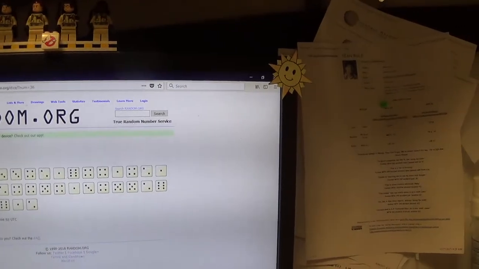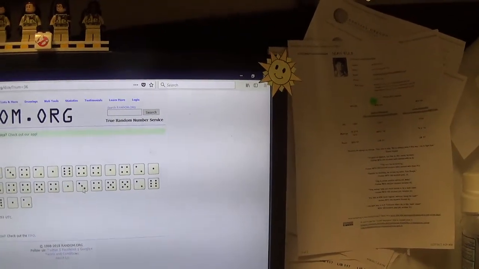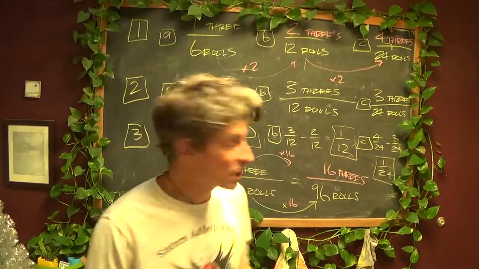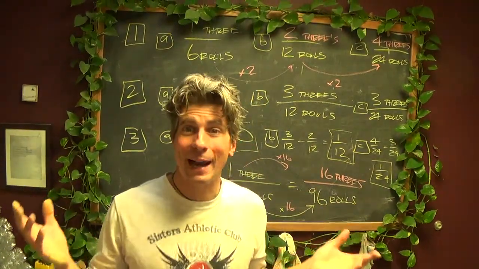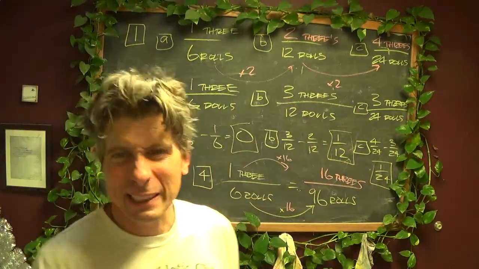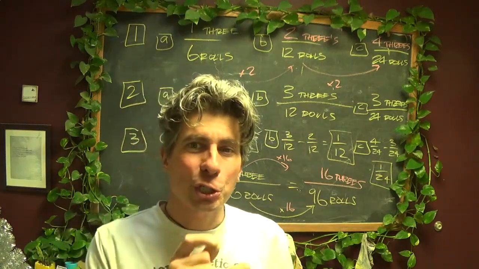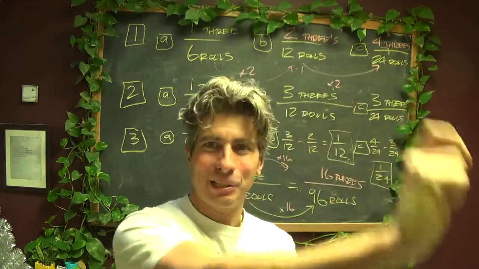15, 16, 17, 18. We got 18 threes. We were expecting 16 threes. We got 18. What I find the most fascinating about that particular example right there is we got too many threes in the first 60.